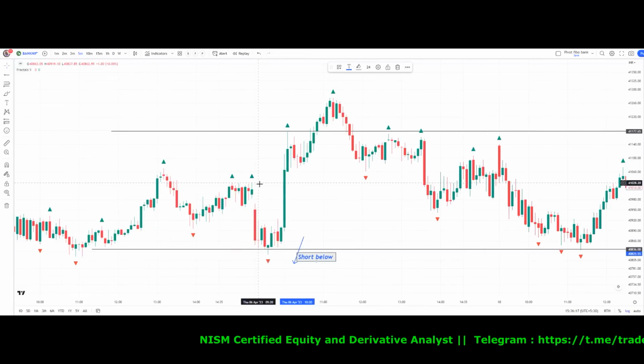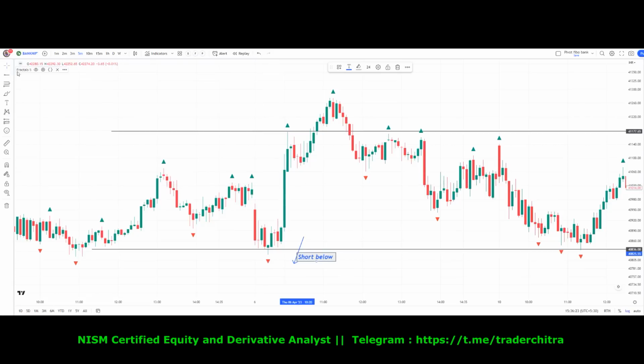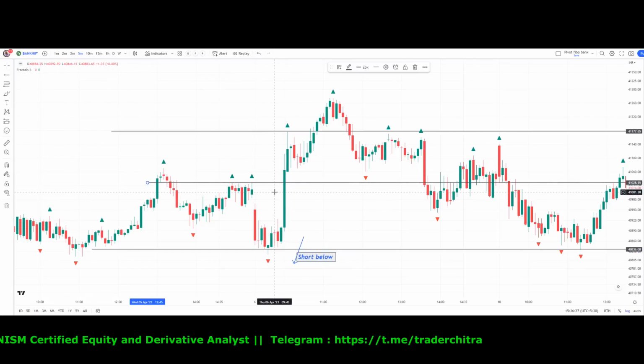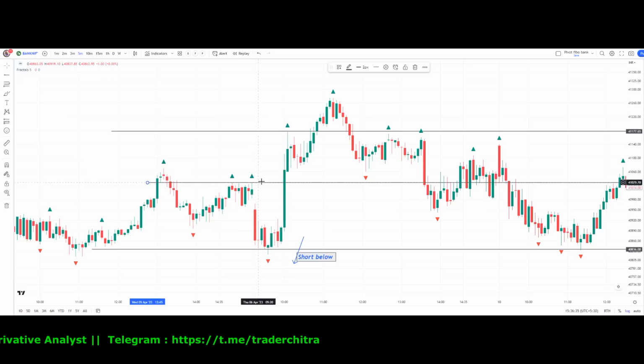And when you see here, we have the previous day fractal, so we can trail the profits till this level. So we can put a line above this and keep it ready for our trade. If we enter into the long trade, the low will be the stop loss, and we keep this level as the target.